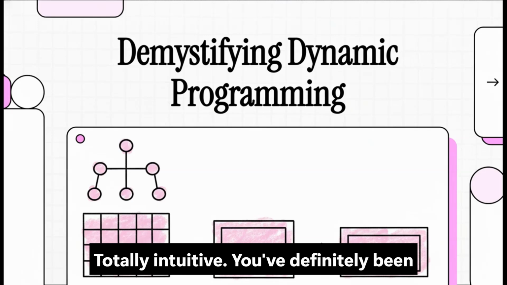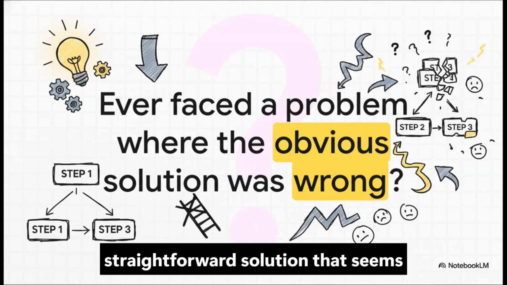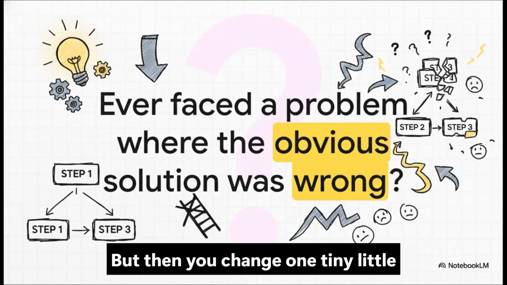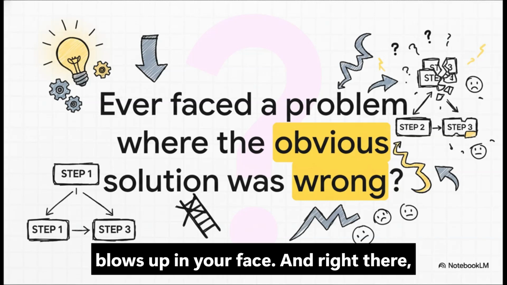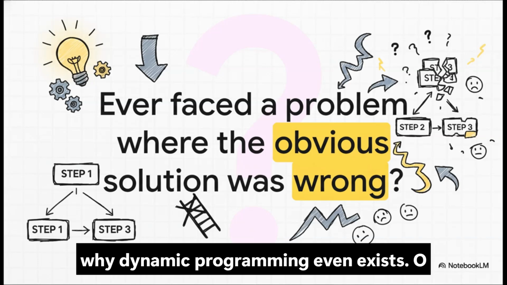totally intuitive. You've definitely been there, right? You cook up this simple, straightforward solution that seems absolutely perfect. It just makes sense. But then you change one tiny little detail and the whole thing completely blows up in your face. And right there, in that moment of failure, that's exactly why dynamic programming even exists.